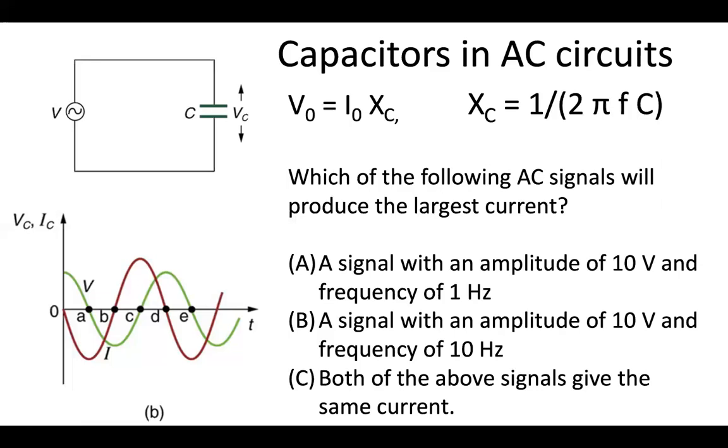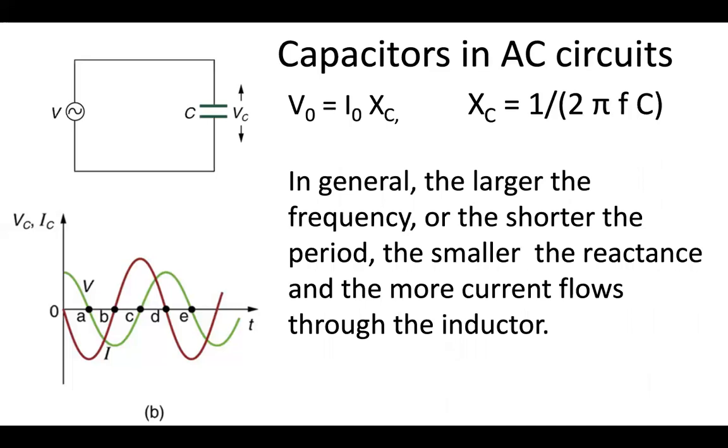So capacitors don't do much if the current is changing quickly, which makes them the opposite of inductors. Inductors don't do anything if the current is changing slowly. Capacitors don't do anything if the current is changing quickly. And in general, the larger the frequency, the shorter the period, the smaller the reactance, and the more current flows through the capacitor. Apologize, I'll fix that typo later.